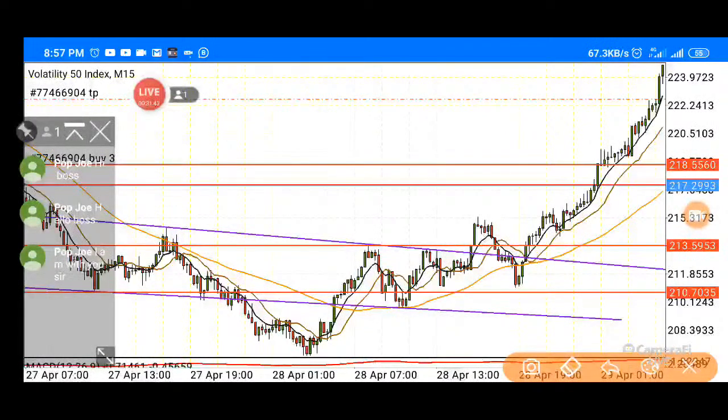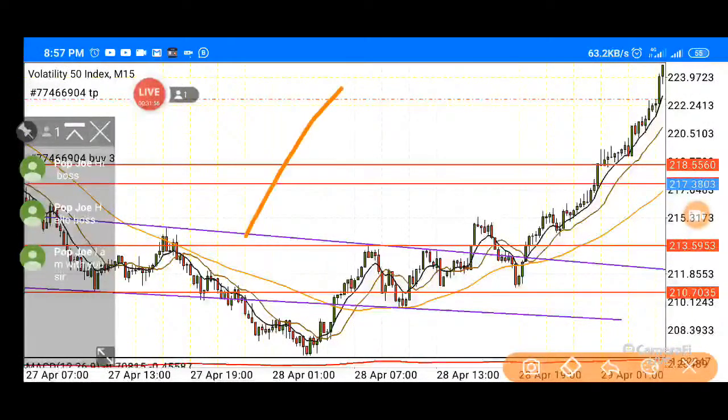We have two types of entries for double top and double bottoms: the conservative and also the aggressive. So let me draw the pattern.